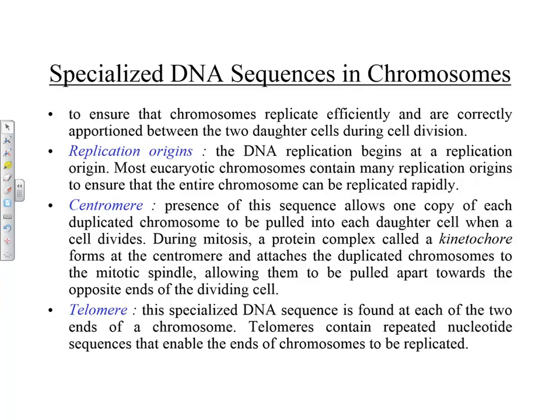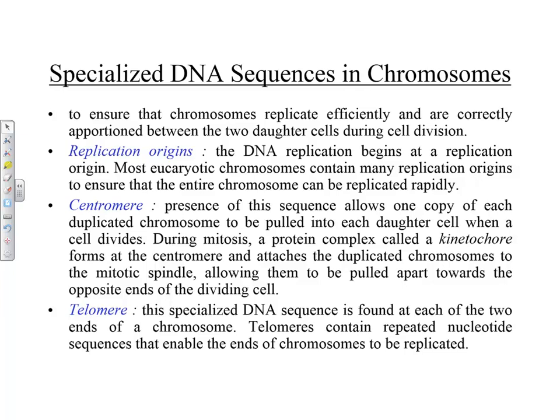But that specialized region where something can come and bind in order to separate the two daughter chromosomes, that is called a centromere. During mitosis, a protein complex called a kinetochore forms at the centromere, and it attaches the duplicated chromosomes to what is called a mitotic spindle. Again, this is the structure that separates the two of them. We will talk about that in a later chapter. And so the centromere basically facilitates separation of the two daughter chromosomes.